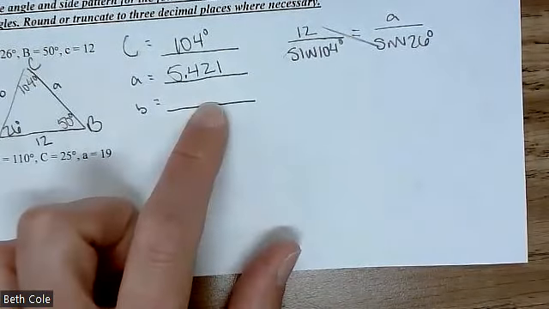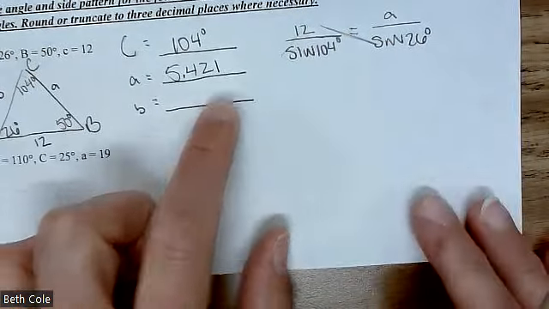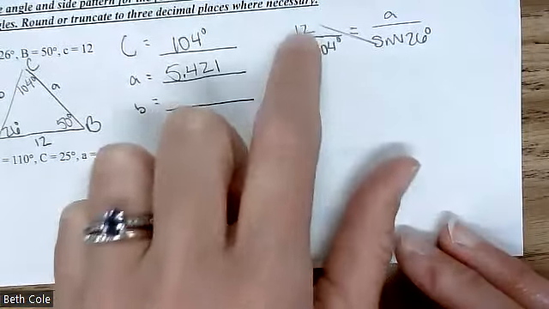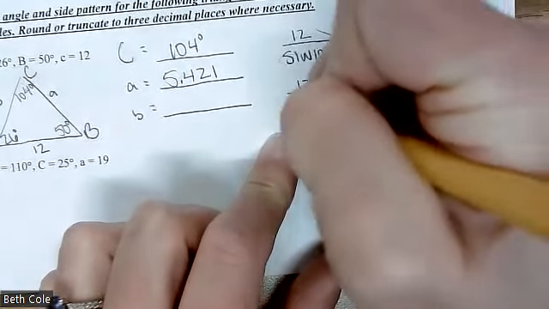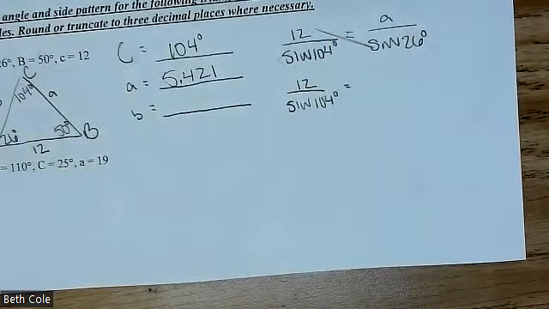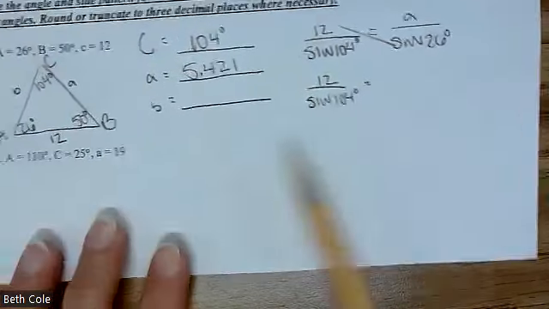Now, when you set up to find the last one, look, it's going to start the exact same way as this one because we're still doing the same triangle. 12 over sine of 104. Hey, Miss Cool, it looks like you just recopied it. Sure did. Now, what goes on the other side will be different, though, because we're finding the other one.